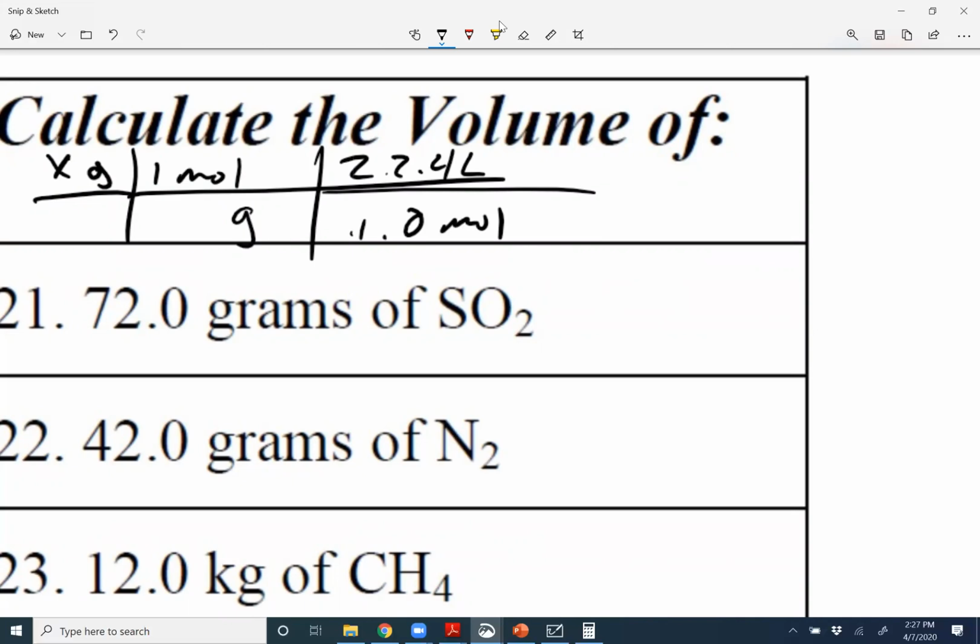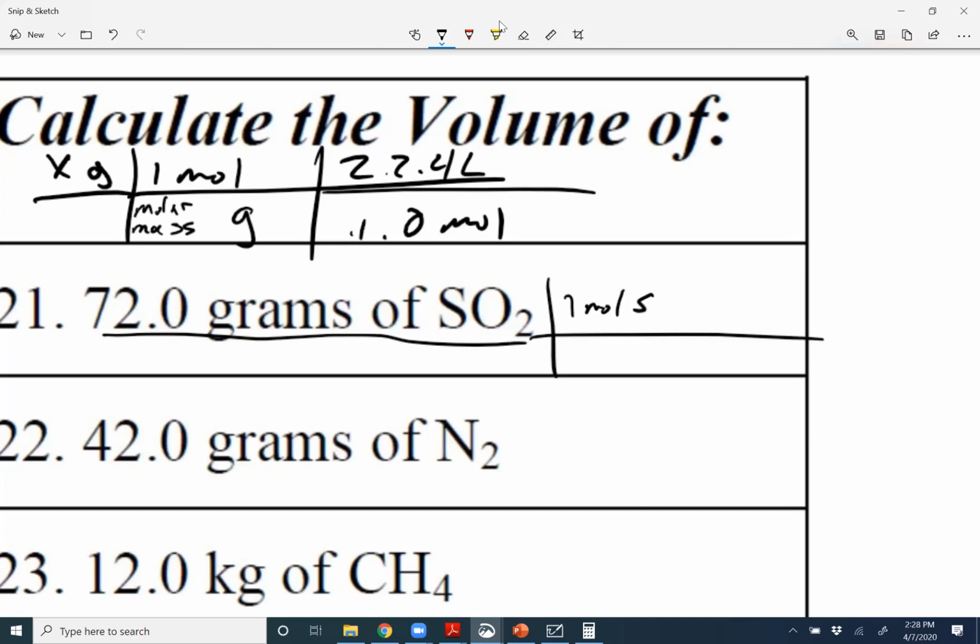So what is our mass going to be? It's going to be the molar mass. So for this one, we have 72 grams of sulfur dioxide gas. For every 1 mole of sulfur dioxide gas, we need to find the molar mass. And for this, you'll need your periodic table.